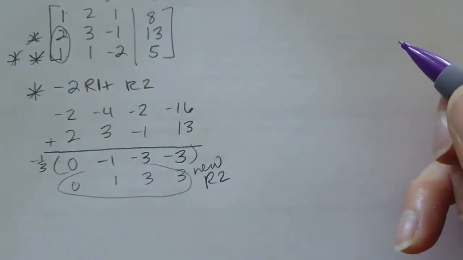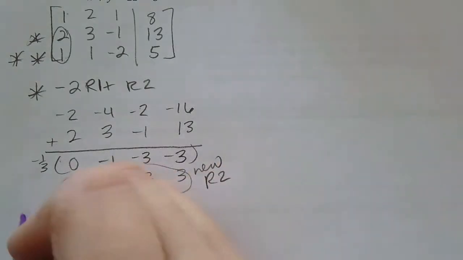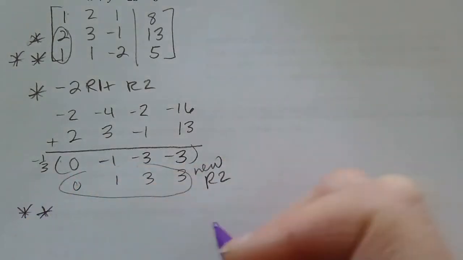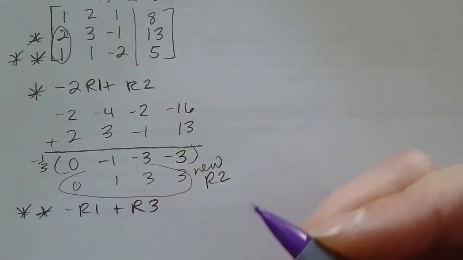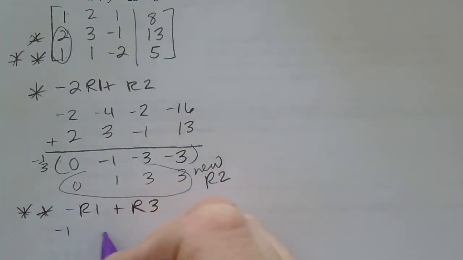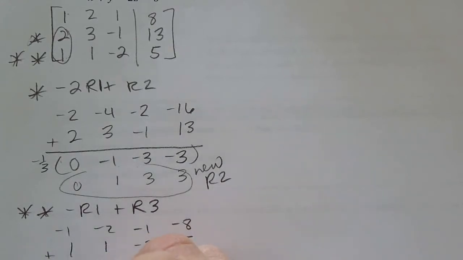So I'm going to now cancel that 1 at the beginning of the last row because we're working on our first column. We always go from left to right. And so I am going to take a negative row 1 and I'm going to add row 3. And that's going to cancel the 1 out. So -1, -2, -1, -8. And my last row is 1, 1, negative 2, 5. Let's see what that gives us.